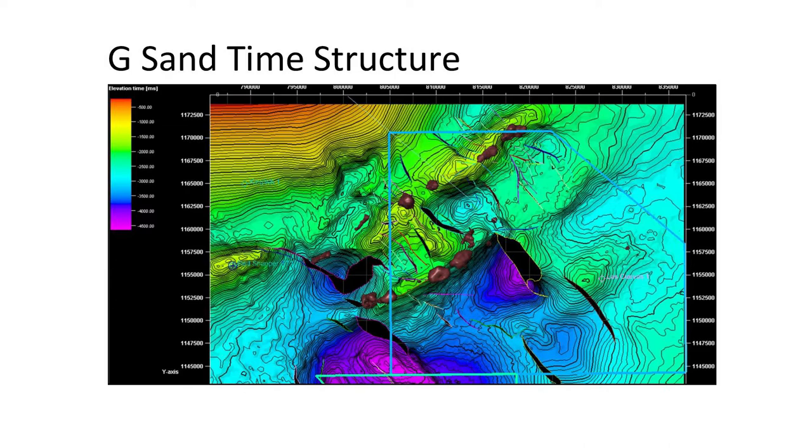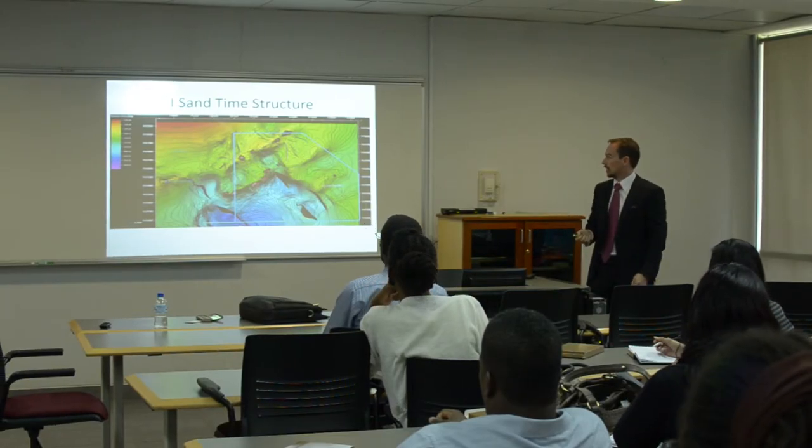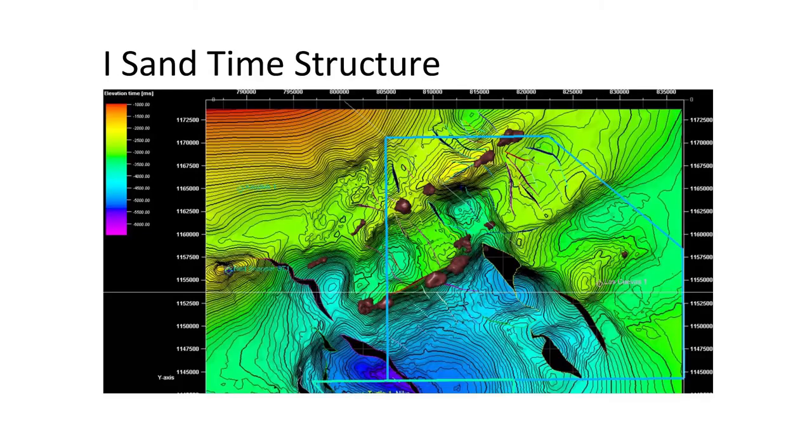So this is the G-sand structure, which mirrors the zone above it quite closely. And then this will be the I-sand, so the deepest one we're going to look at in detail today. So here's our last well as well. It's really on the edge of that closure. Spill points right here to the north. And you can see the fault planes in these large counter-regional faults here, right up to here as well.